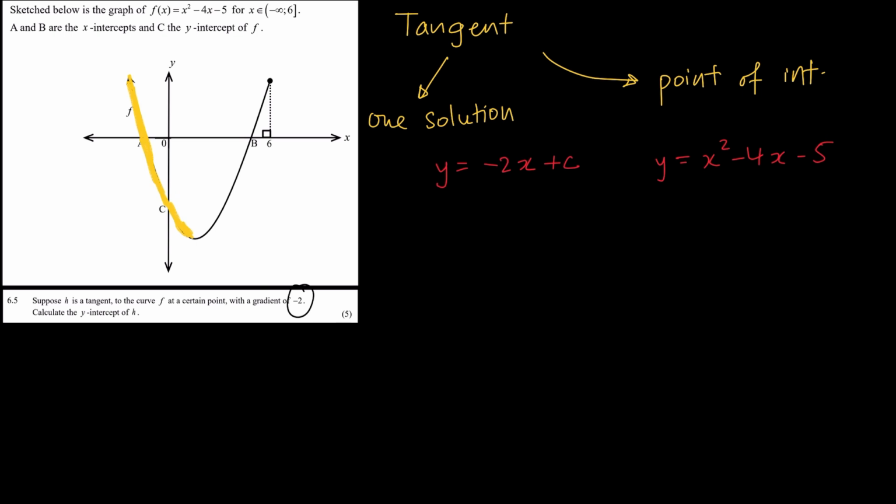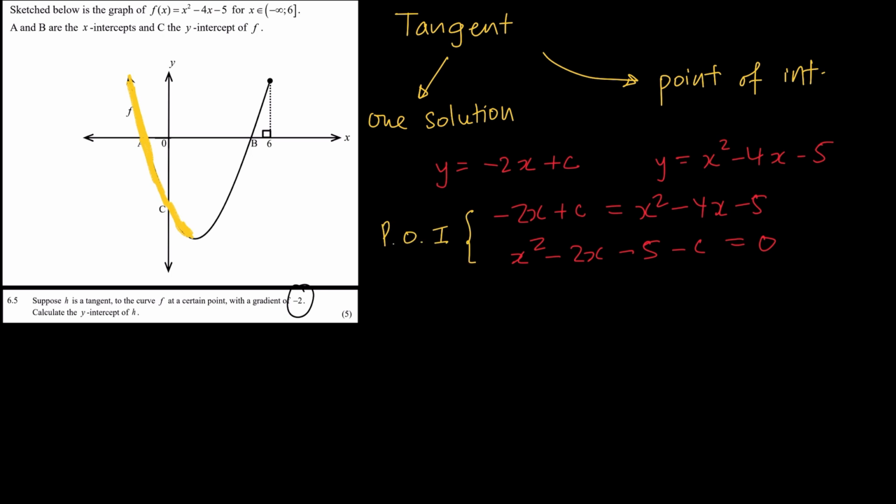Now, since it's a point of intersection, we can equate them. So minus 2x plus c is equal to x squared minus 4x minus 5. We can then solve using the c and then write it in the standard form. So we're going to get x squared minus 2x minus 5 minus c is equal to 0. So that's my point of intersection.